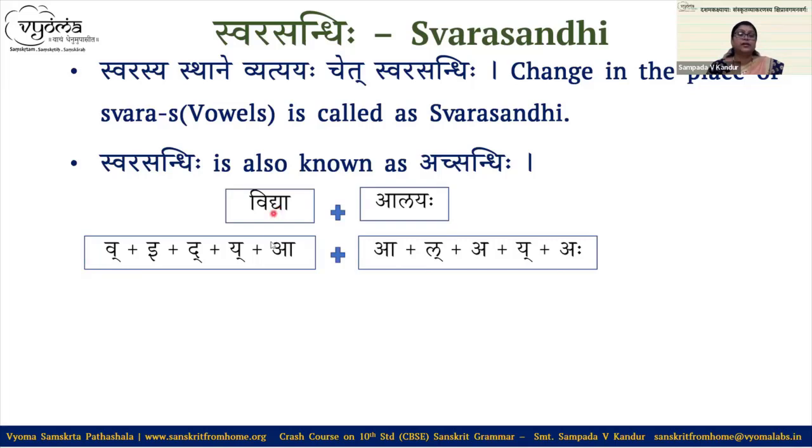So which is the swara which ends? Last swara of first word is A, and first swara of second word is A. So these are joining points. So you should always understand what is the joining point. You can't say that this I will apply rule because a swara is present. Or you can't say that E I will apply rule because E is present.